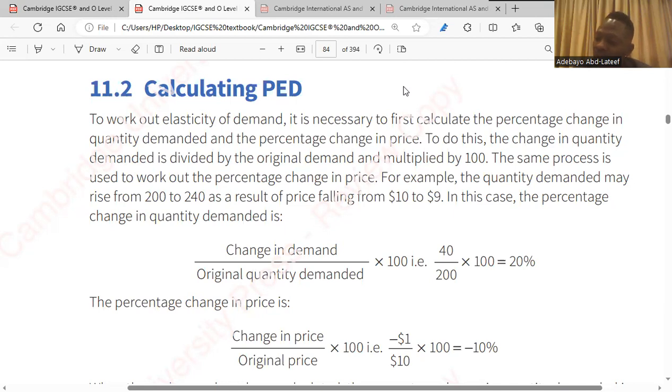Q2 minus Q1, that's 200 minus 240 over Q1, 200, divided by P2, 9 minus 10 over 10. Do you get it up to here? Okay. So from here, we have our PED to be 200 minus 240, that's minus 40 over 200 divided by 9 minus 10, minus 1, over 10. I think it's clear up to here. So from here we have minus 40 over 200 multiplied by 10 over minus 1.